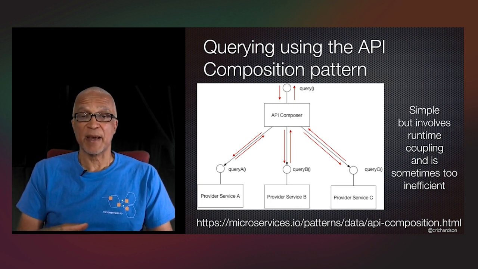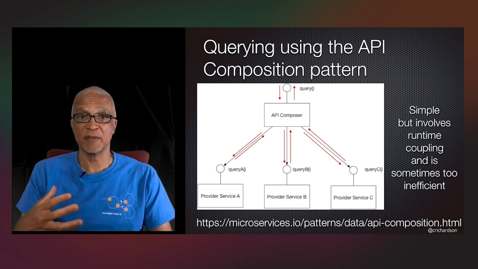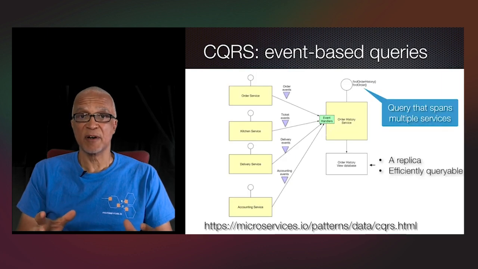The second drawback is that some queries cannot be efficiently implemented using API composition. They would require too many round trips or transfer too much data over the network. In those situations, it's often best to use the second option, CQRS. CQRS stands for Command Query Responsibility Segregation. Instead of a single data model for commands and queries, you have a different model for each one.